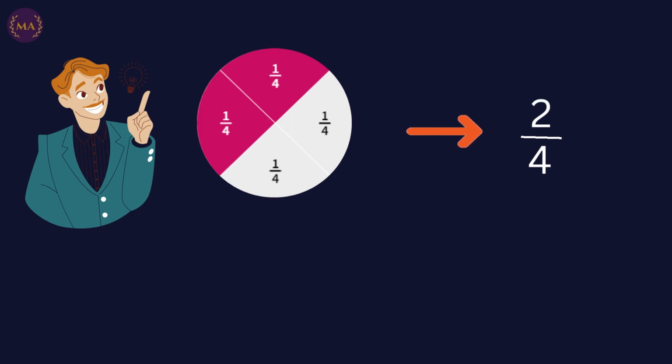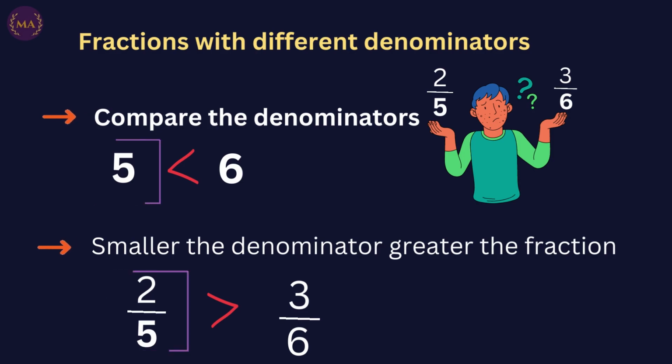In that comparison also, we have seen two things. The first thing is when the denominators are the same, comparison is easy. We will directly compare the numerators. Second, when the denominators are different, we will compare the denominators. Smaller the denominator, greater the fraction.